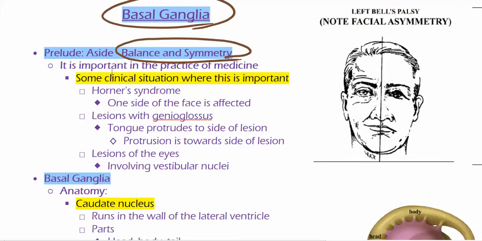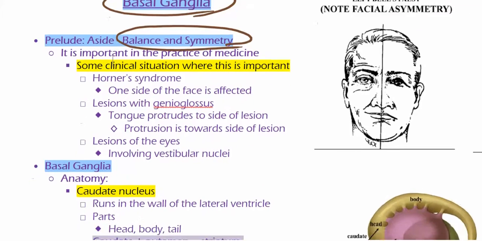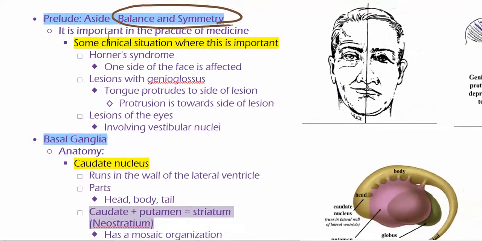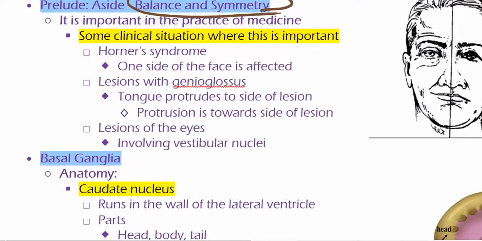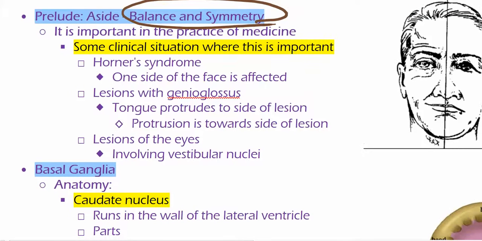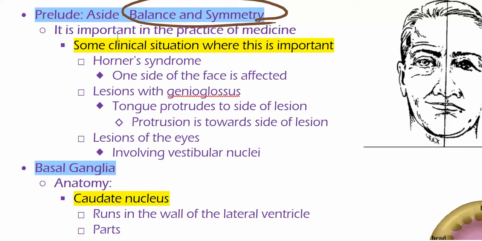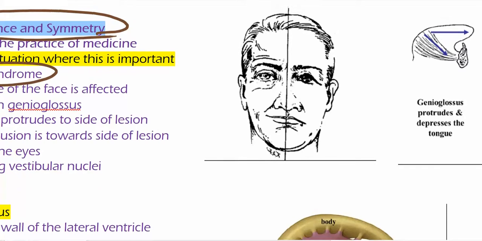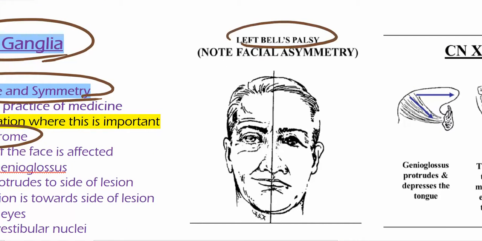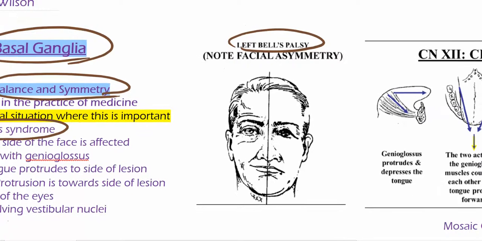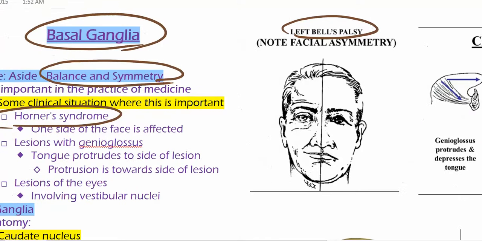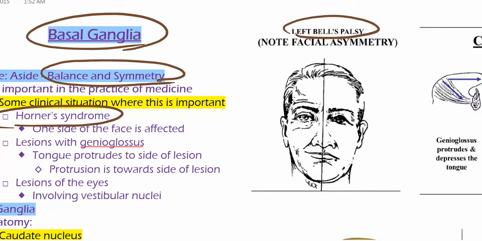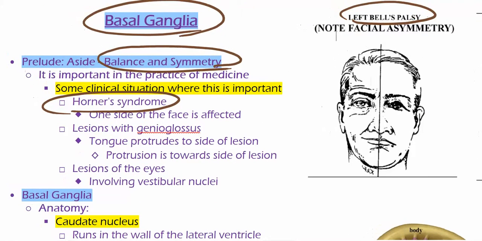Then he says it's important in the practice of medicine, so he gives these clinical situations where balance and symmetry would be important. He gives Horner syndrome. In this case, it's obvious. This is like Two-Face, right? Then we have someone with Bell's palsy. The fact that this guy's face is not symmetrical helps us diagnose the condition. Right, so for Horner syndrome.